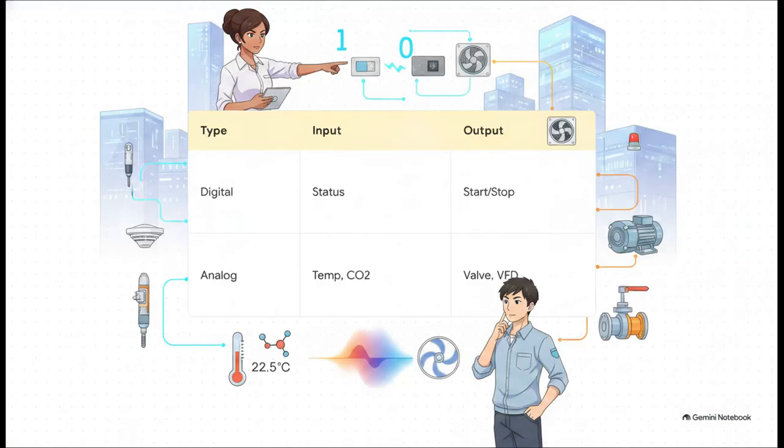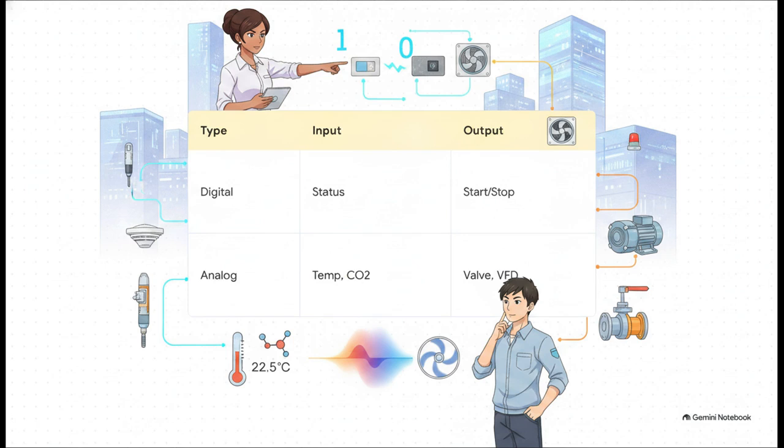All right, if you take nothing else away, memorize this 2x2 matrix. It's absolutely crucial. Every single data point in a BMS is either an input coming from a sensor or an output going to an actuator. Simple enough, but electrically, those signals are split into two types, digital or analog.